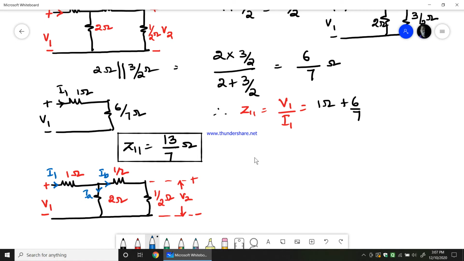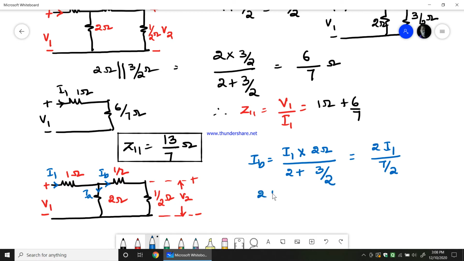Now the current IB, the current flowing through this series branch, is found by applying the current division rule. Total current is I1, multiplied by the opposite resistance 2 ohms, divided by the total resistance of this parallel combination, which is 2 plus 1 ohm plus 1 by 2 ohm, that is 3 by 2. So IB equals 2I1 by 4 plus 3 by 2, 7 by 2. So I get IB equal to 4I1 by 7.